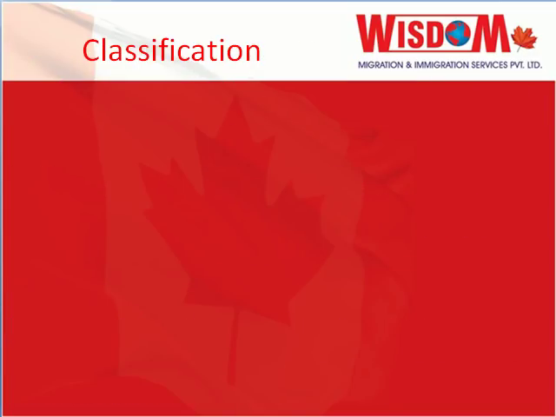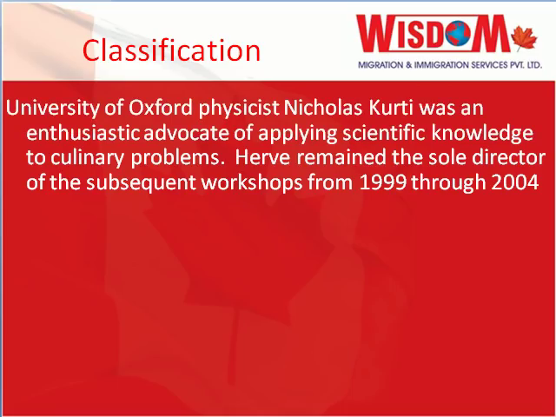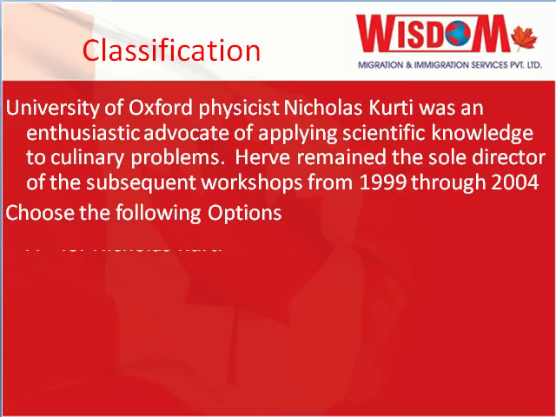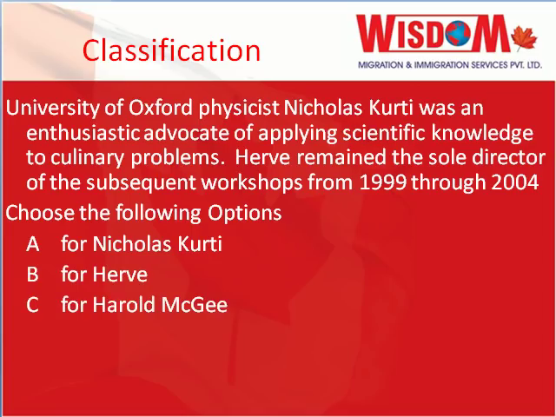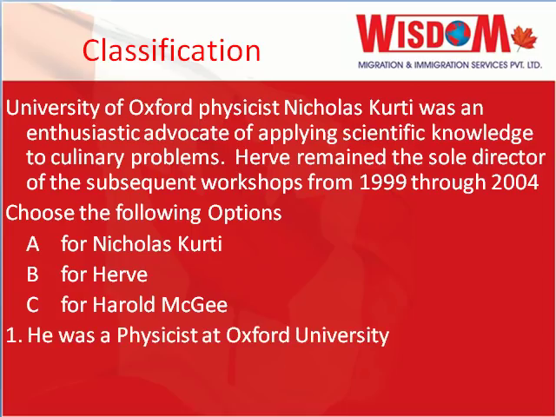Next is classification types of questions. For example, University of Oxford physicist Nicholas Curti was an enthusiastic advocate of applying scientific knowledge to culinary problems. Herve remained the sole director of these subsequent workshops from 1999 through 2004. Now choose the following options: A for Nicholas Curti, B for Herve, C for Harold McGee. Your question is, he was a physicist at Oxford University.